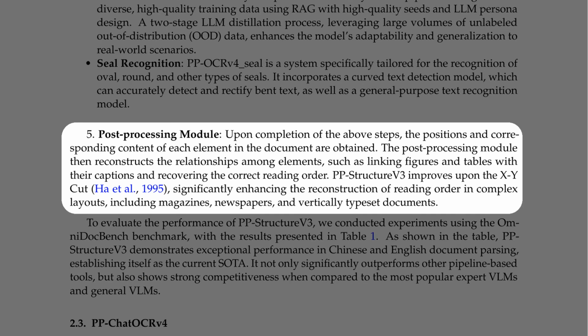5. Post-processing module. Upon completion of the above steps, the positions and corresponding content of each element in the document are obtained. The post-processing module then reconstructs the relationships among elements, such as linking figures and tables with their captions, and recovering the correct reading order. PP Structure v3 improves upon the XY cut, significantly enhancing the reconstruction of reading order in complex layouts, including magazines, newspapers, and vertically typeset documents.